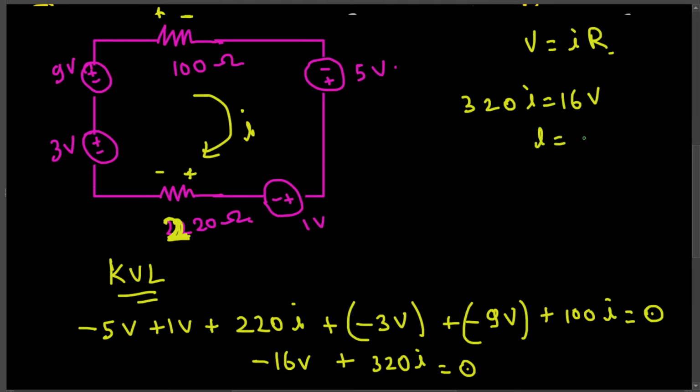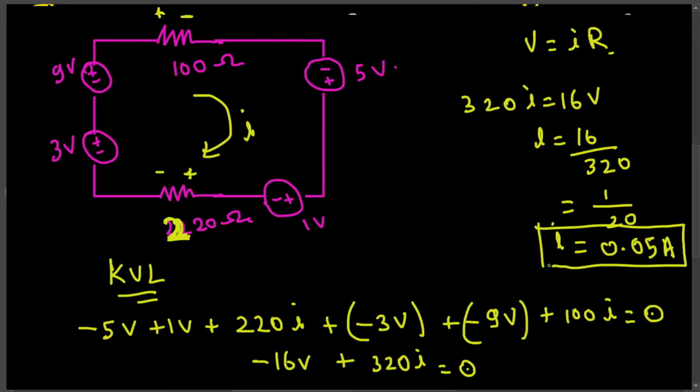Therefore, I is equal to 16 divided by 320, that is 1 over 20. 1 over 2 is 0.5, so 1 over 20 is 0.05. That's our current. We solved for the current.